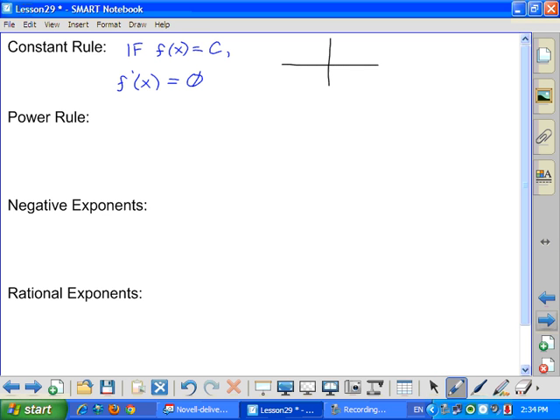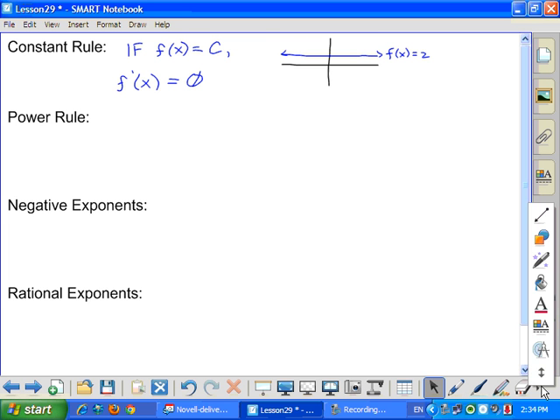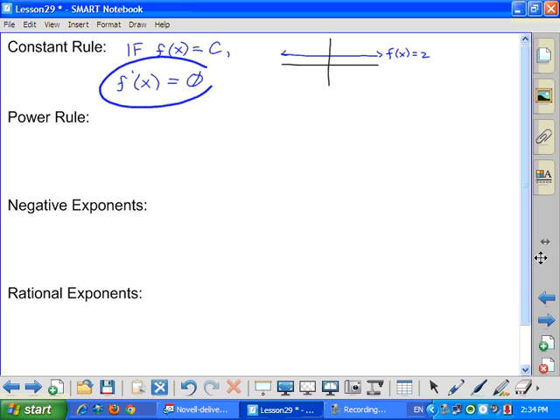Why is that? Well, what does a function look like that's a constant? Here is f of x equals 2. What is the slope of the tangent line? Anywhere along that line, the slope is going to be 0. So it doesn't matter where you are in the graph, the slope of the tangent line is equal to 0.